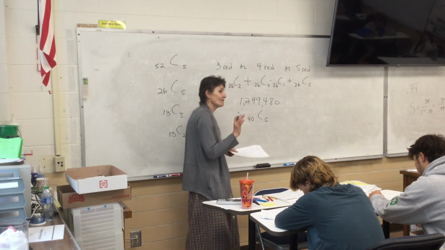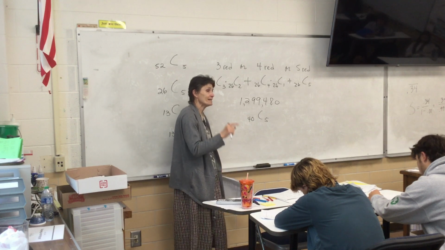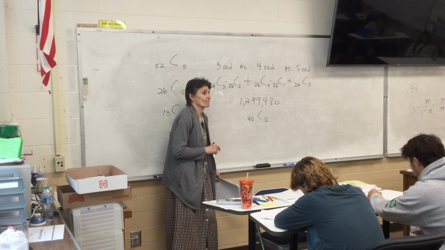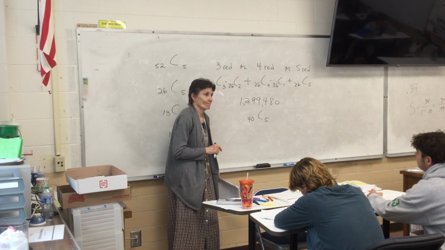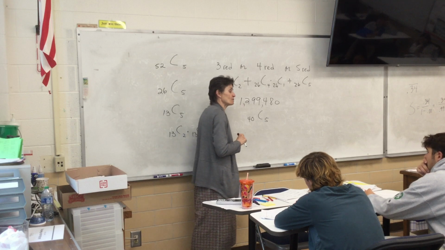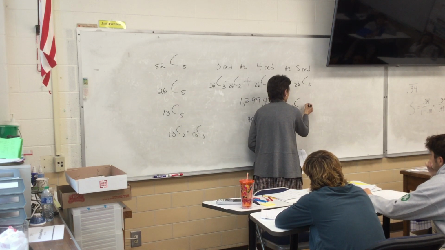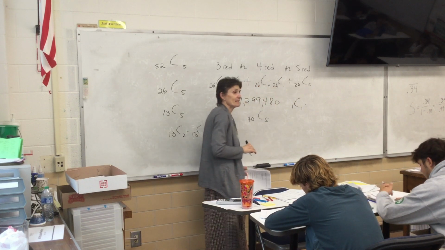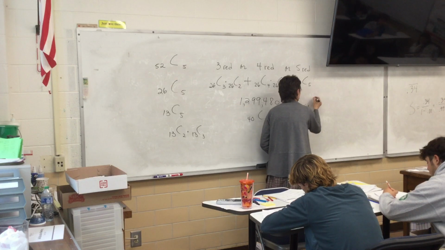How many 5-card hands have the king and queen of spades? Now wait a second. How many queens of spades are there in the deck? 1. 1 C1. There you go. You got your queen of spades. How many kings of spades are there? 1. There's 1 C1. You got him.